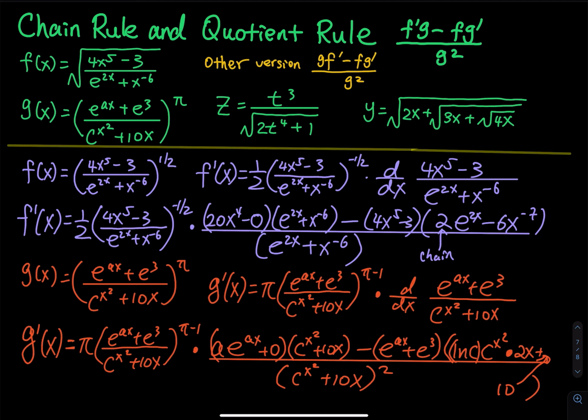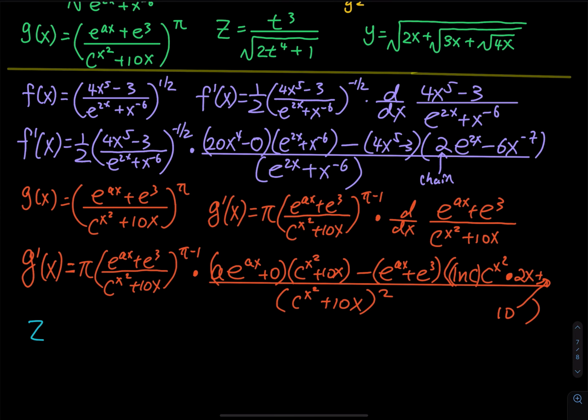And then the third function, we have a function z. So let's write this down. We have a function z equal to t to the 3rd power divided by the square root of 2t to the 4 plus 1. All right, so we have z prime.